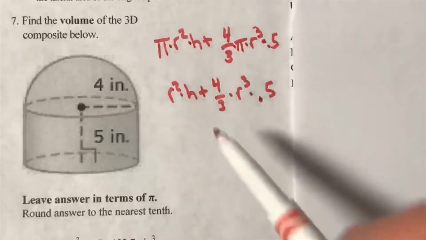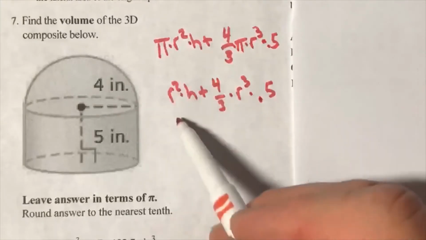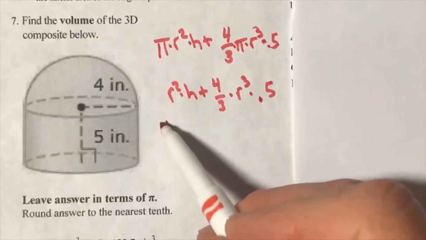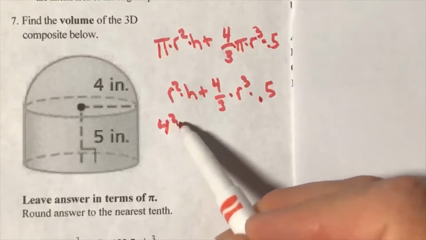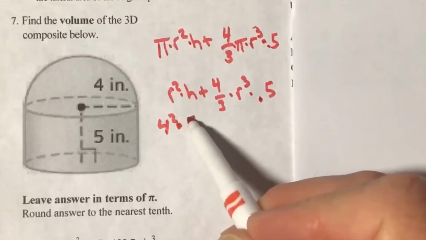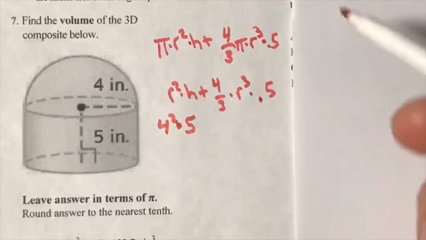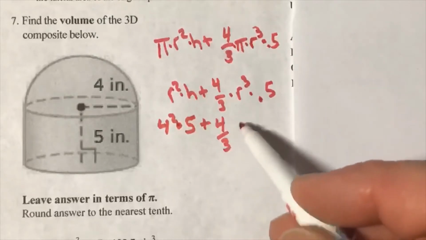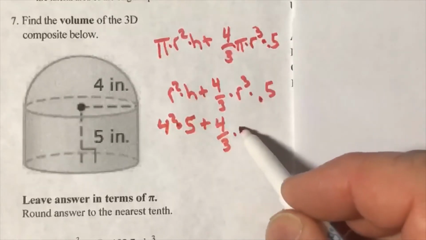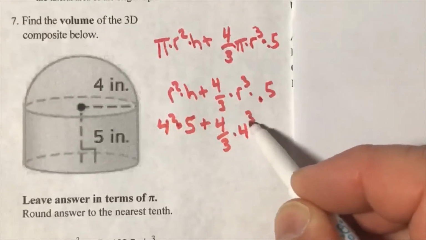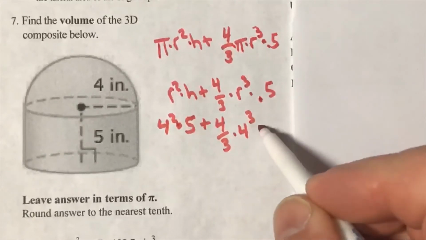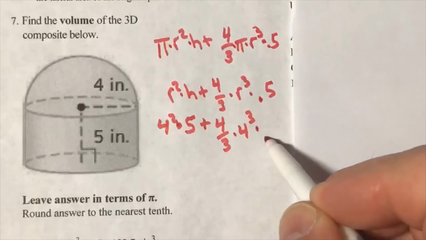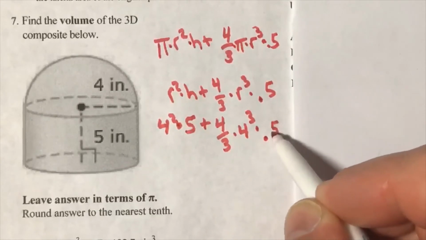Okay, where the radius is the 4, so you would do 4 squared times 5, the height for the cylinder, plus 4/3 times the radius, which is still the same. Don't forget that has to be to the power of 3. Okay, and then times the 0.5 for half of the sphere.